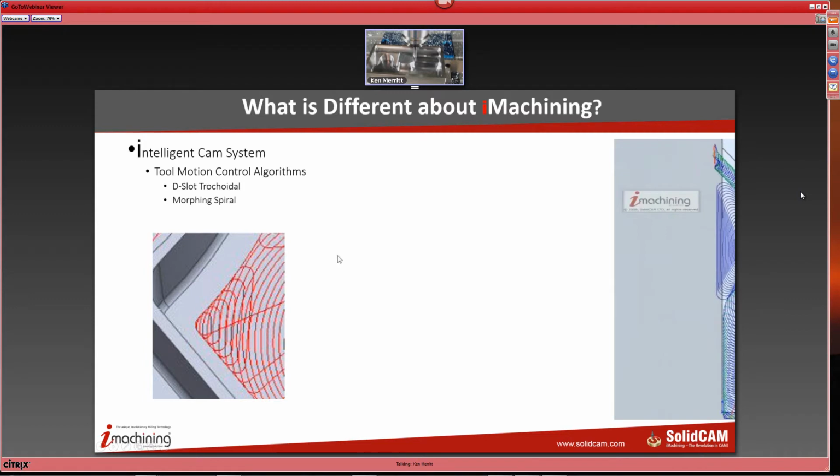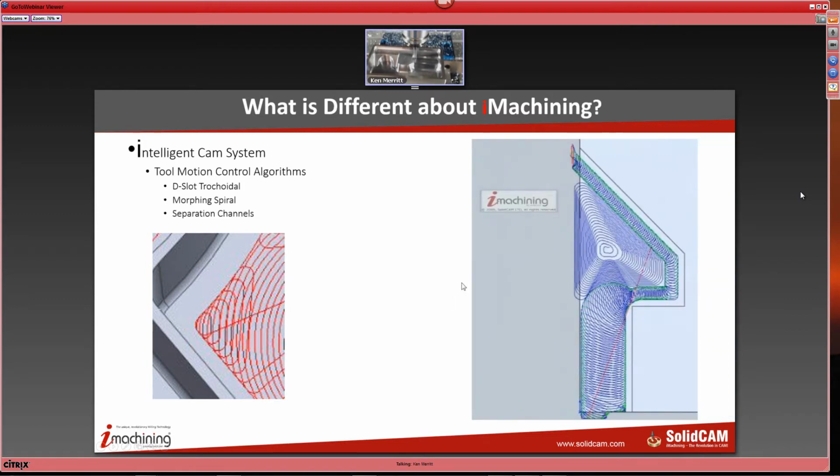Another thing we do is morphing spirals. Now, morphing spirals are extremely powerful and extremely efficient because within the range of cutting angle, I should say, we can morph the toolpath from one shape to another without ever taking the tool out of cut. We don't need to reposition it, okay? Now, if it's necessary to go beyond that angle range that's specified by the user, then of course we have to break out of the cut, reposition the tool, and come back into the cut.